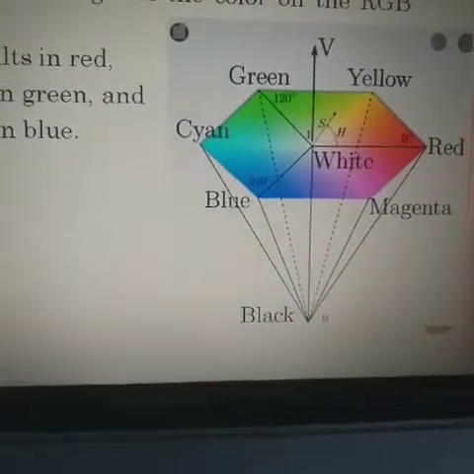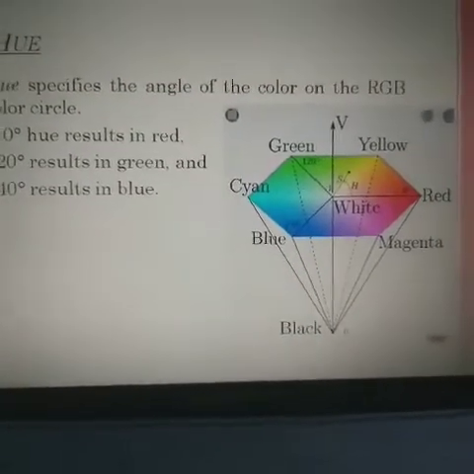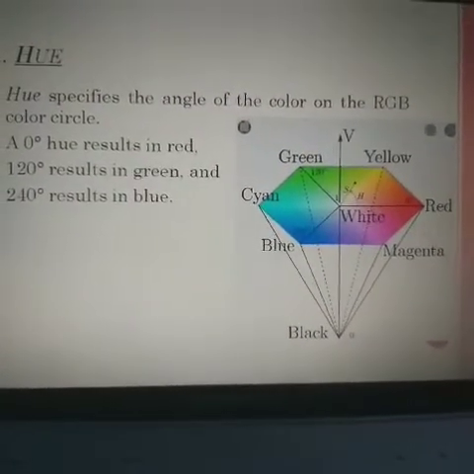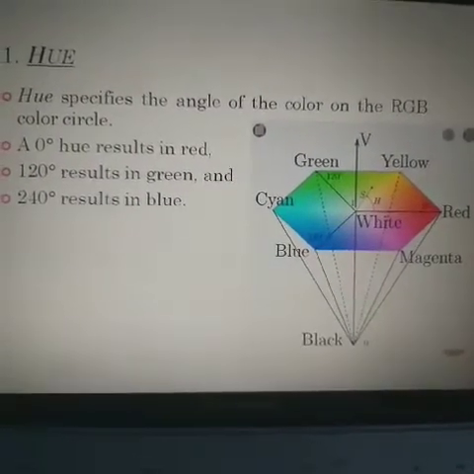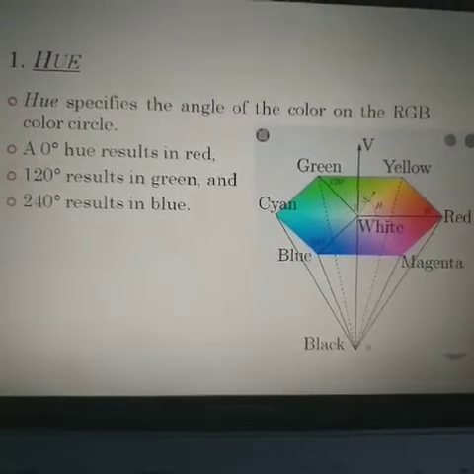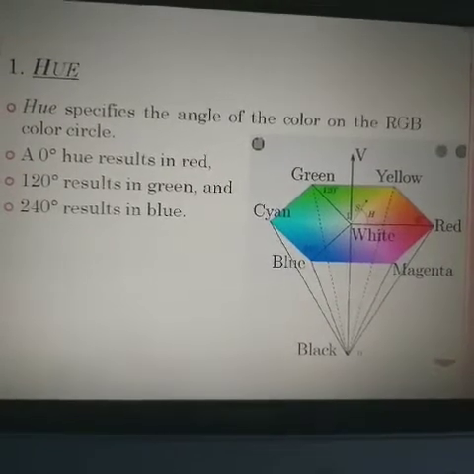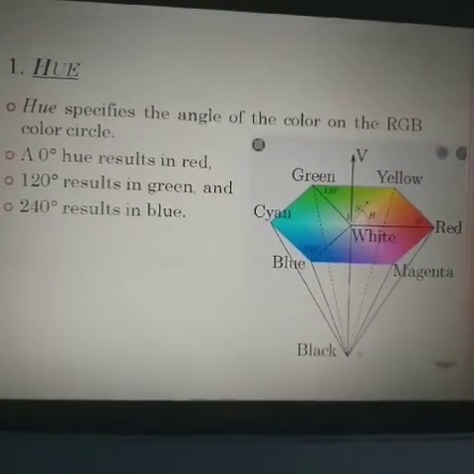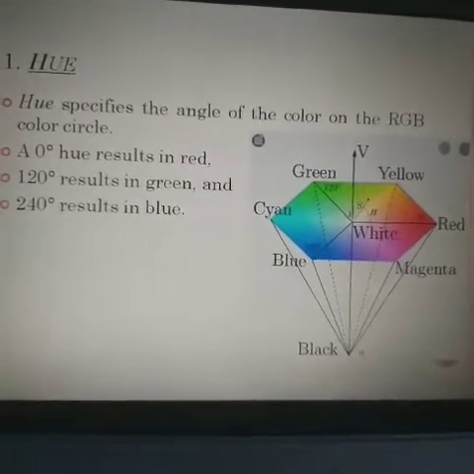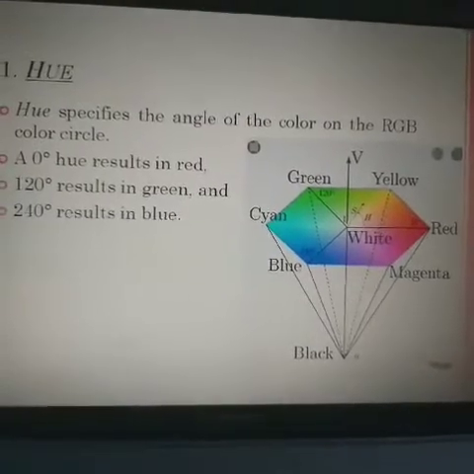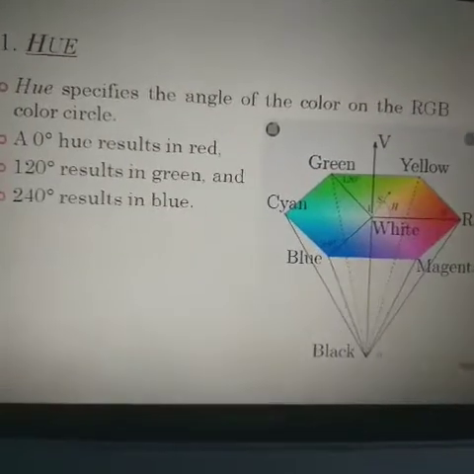When the hue angle is 0 degrees, we get the red color. If we have the 120-degree angle, we get the green color. Similarly, at 240 degrees we get the blue color, and at 180 degrees we get the cyan color. With different angles we get different colors. So depending upon that, the hue value changes. When we change the angle, the color changes.